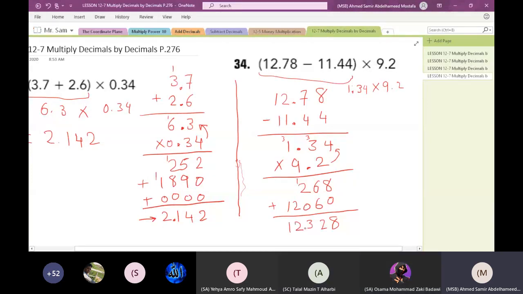All right. Where to put the decimal point? Now add. You add first. Let's add them first. So it's 12.328. Excellent job, Osama. Well done. The period finished. Yeah, we're done as well.